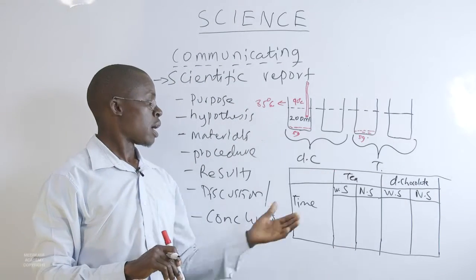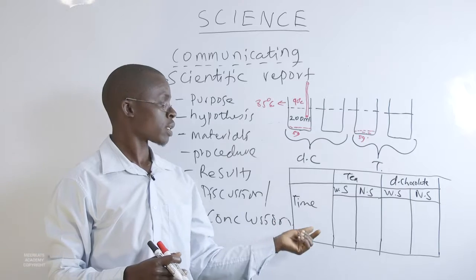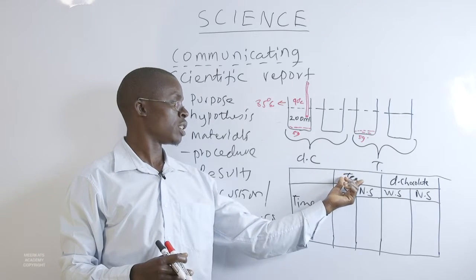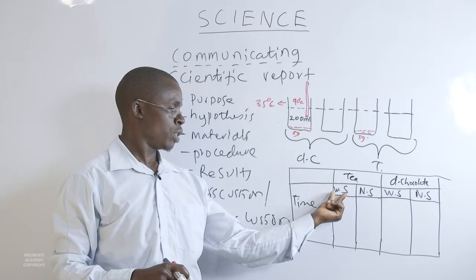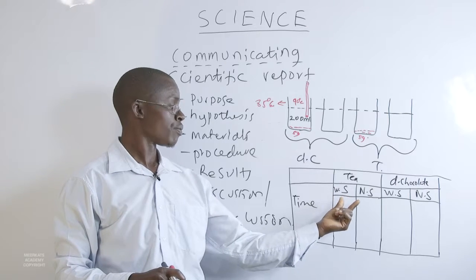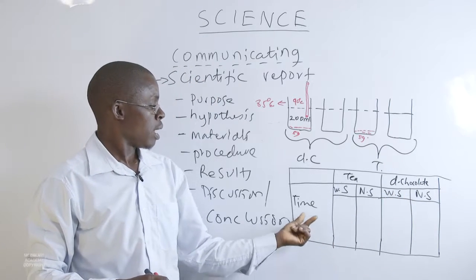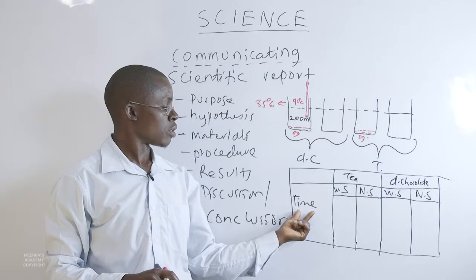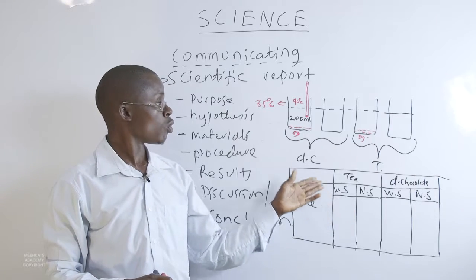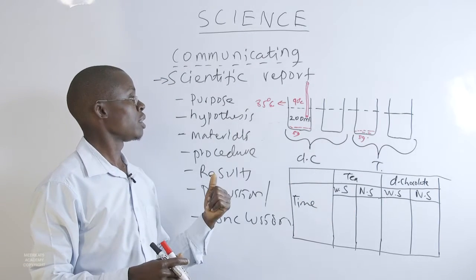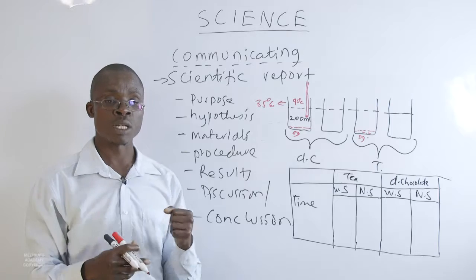Now, in the example of a table that I'm having here, I'm having titles. The first one is for tea, and the second one is for drinking chocolate. Below it, we have with sugar, WS, and no sugar, NS, for each. And here, we have the time. So we have to record the time that each one of them will take to cool, from what you will have already specified in your purpose, from this temperature to this temperature.